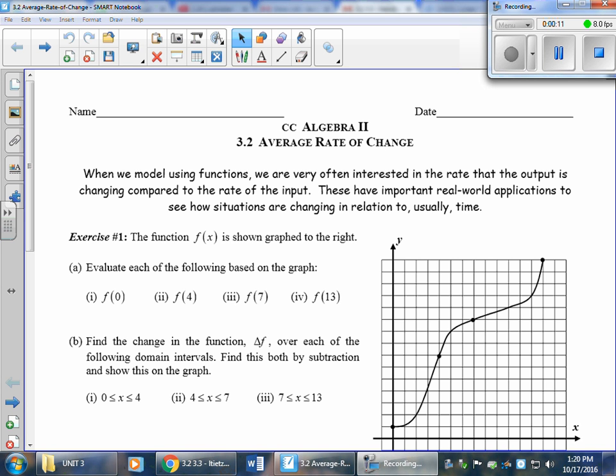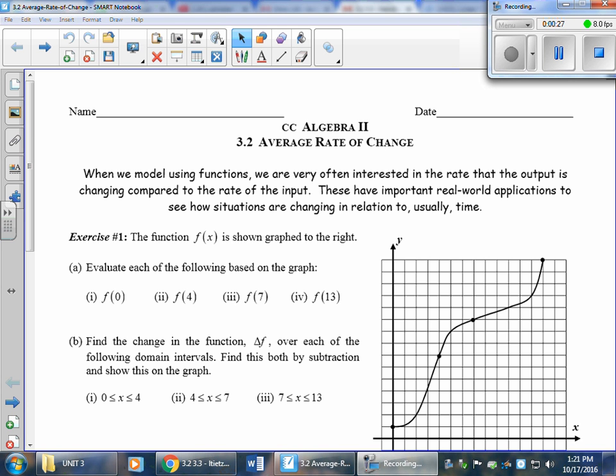When we model using functions, we are very often interested in the rate that the output is changing compared to the rate of the input. This has a lot of application in real-world situations because we very often want to know how things are changing, usually with respect to time.